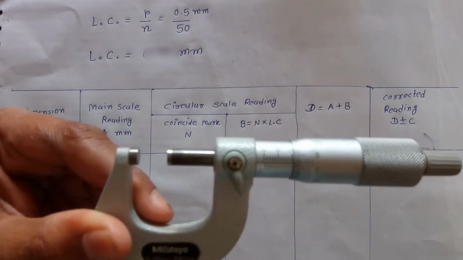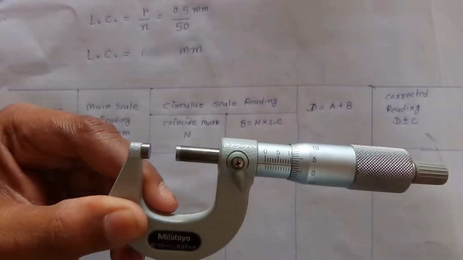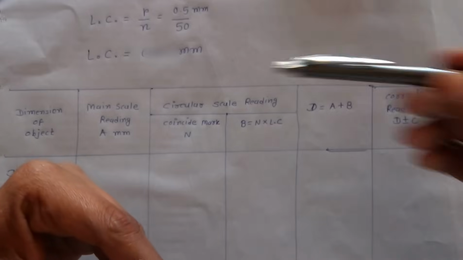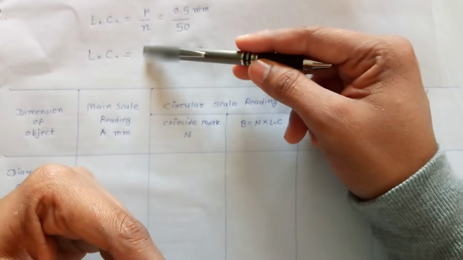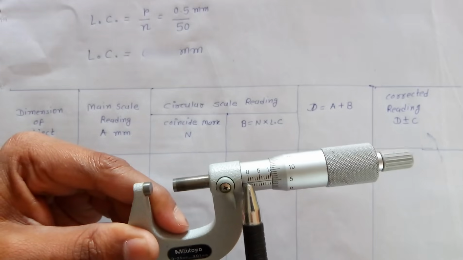Micrometer screw gauge. This is a micrometer screw, and the least count of this micrometer screw is equal to pitch distance divided by total number of divisions on the circular scale. Pitch distance means the smallest division on the main scale.